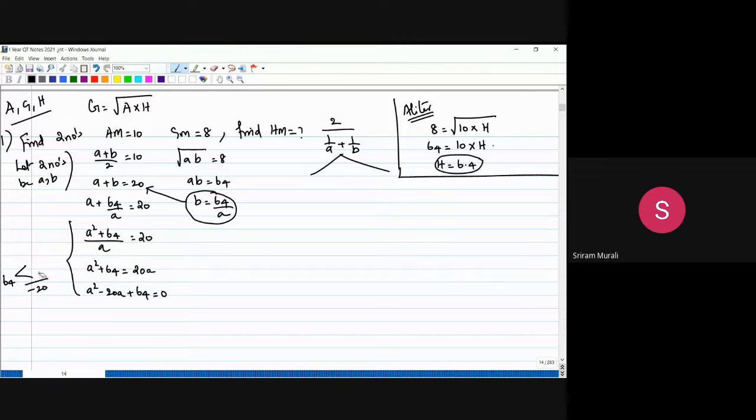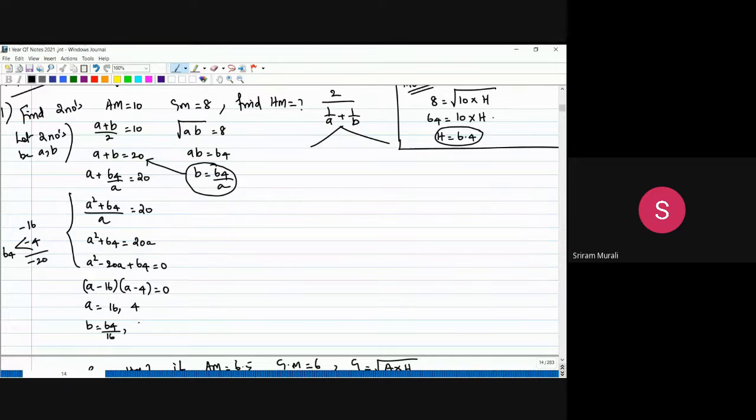16 fours are 64. 16 into 4 is 64. Both should be minus. Otherwise, use minus b plus or minus square root of b square minus 4ac by 2a. You will get the same answer. When a is equal to 16, what is b? Therefore, a is equal to 16 comma 4. When a is 16, b will be 64 by 16.